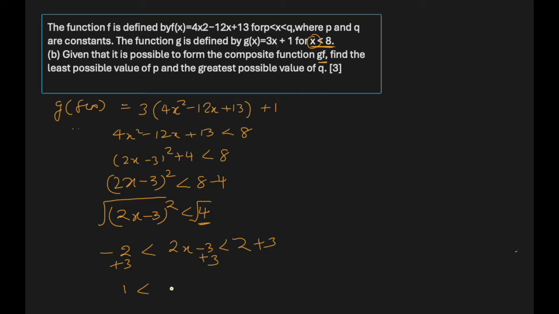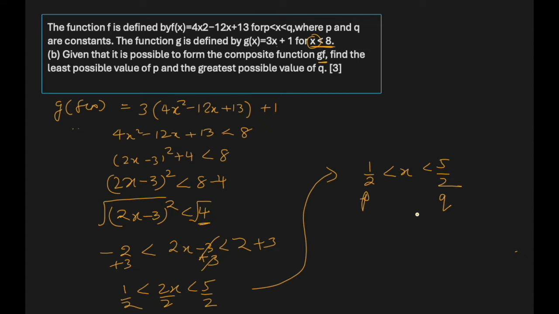Positive 1 is less than, this cancels, 2x is less than 5. Divide all 3 by 2 and we get our answer, which is 1/2 is less than x is less than 5 over 2. This is the least value of p, this is the greatest value of q. That's what they're asking.